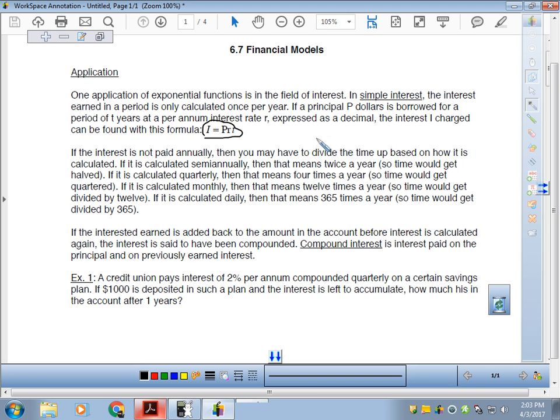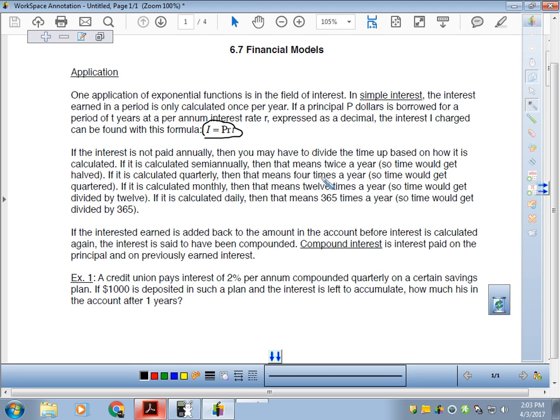Now, here's the thing. Most accounts, when they do interest, they don't compound it only annually. Sometimes they compound it quarterly, which means it's done 4 times per year, or maybe semi-annually, so it's done twice a year, or monthly, so it's done 12 times a year, or maybe even daily, so it's done 365 times a year. So depending on how frequently they compound the interest, how frequently they calculate the interest, it can change the amount that you earn.